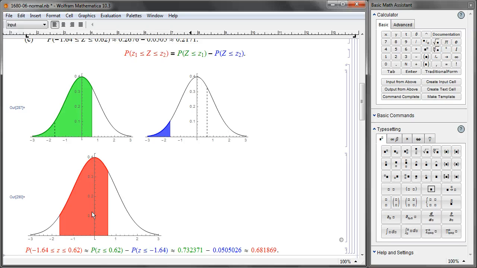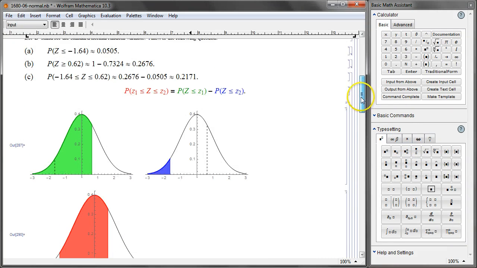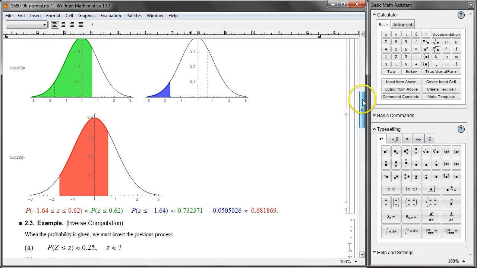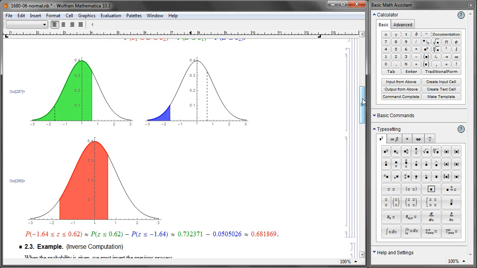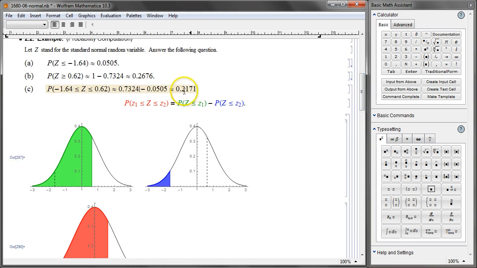Which means the probability that you have to subtract this 0.0505 from is not the final probability from part B, but 0.7324, which is the green area. Subtract blue from green and you get 0.6818, 0.6819 approximately speaking.